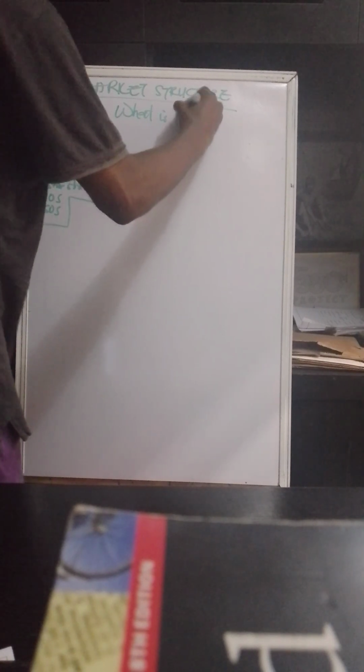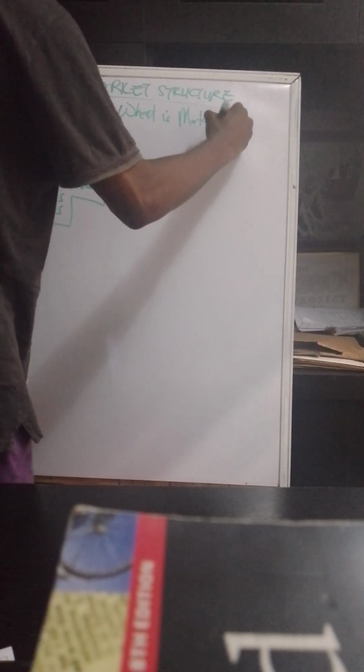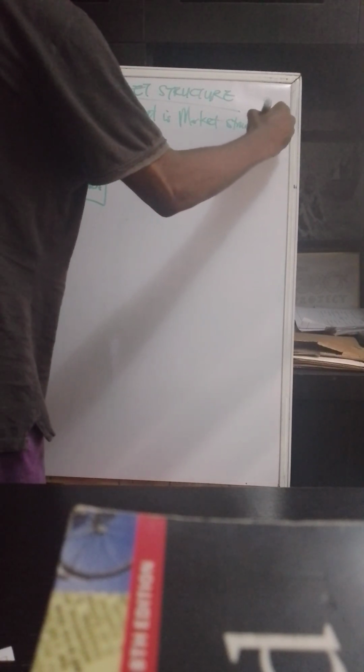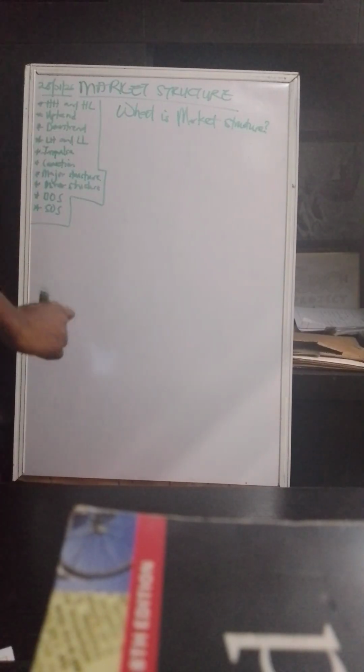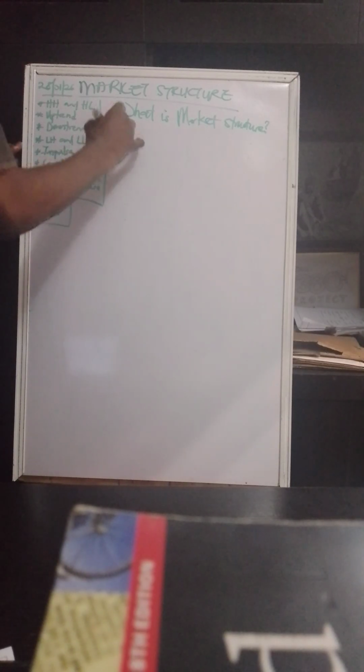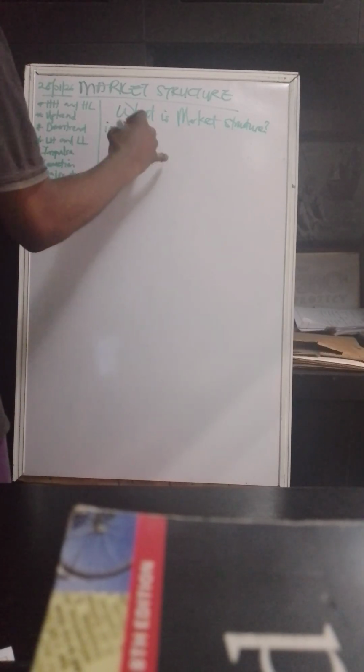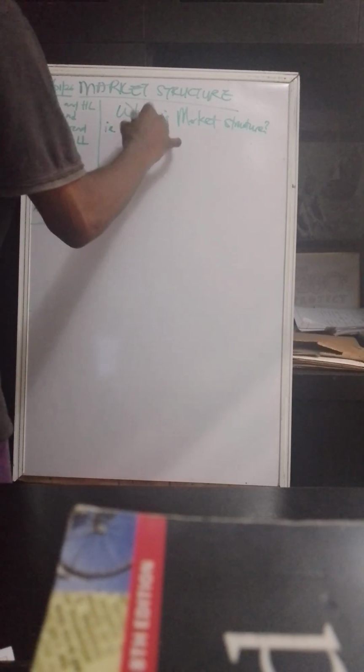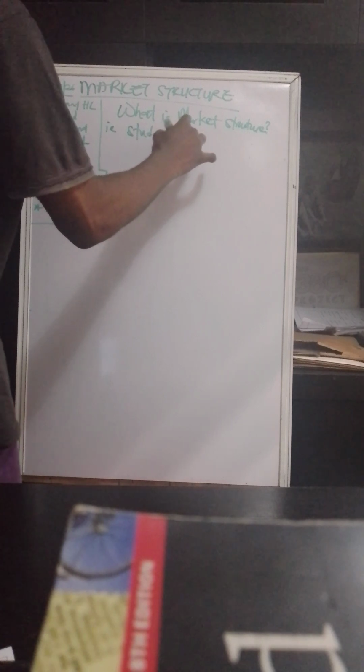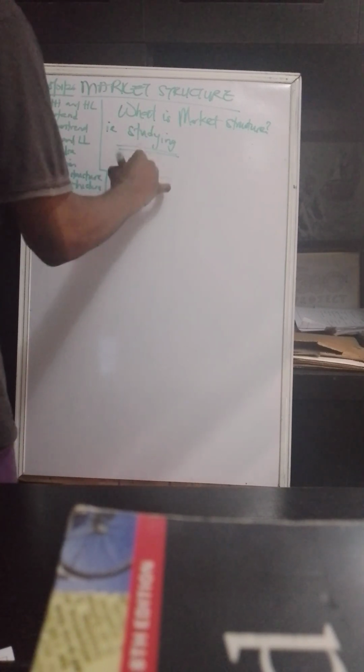Now, you could write this down. Market structure is the study of the physiology of a certain market. That's the one keyword: studying physiology.